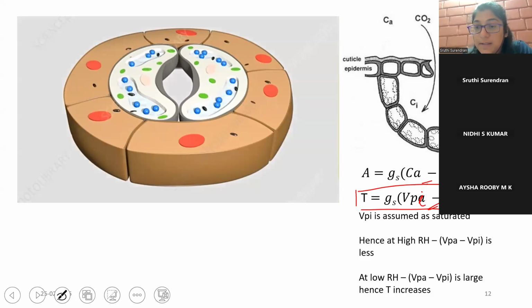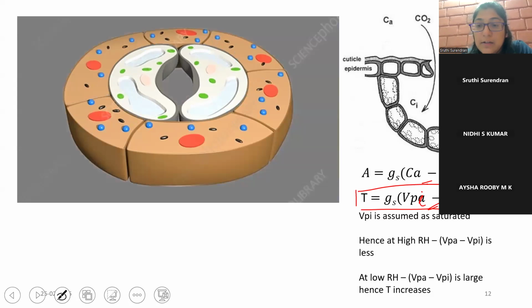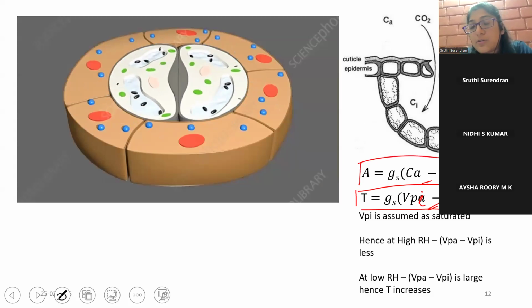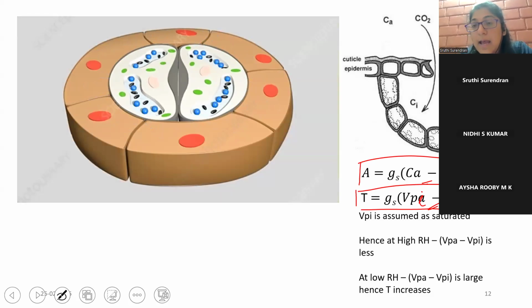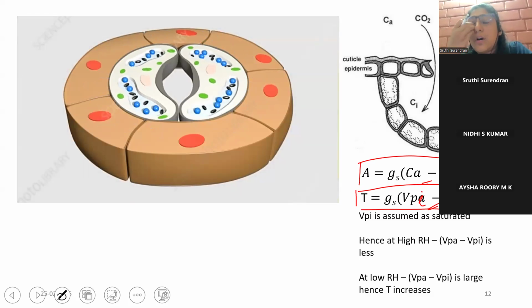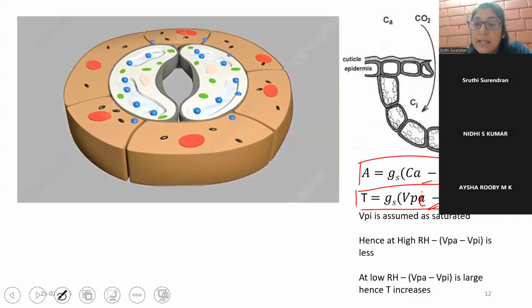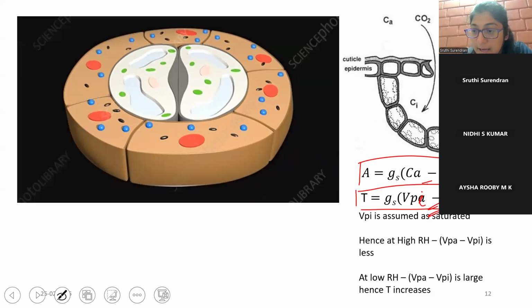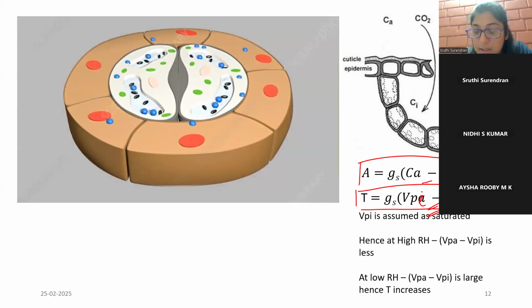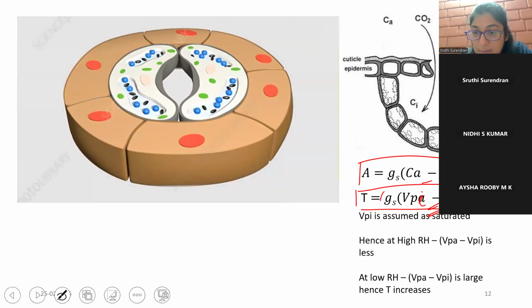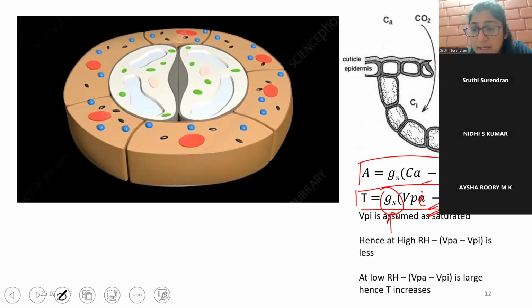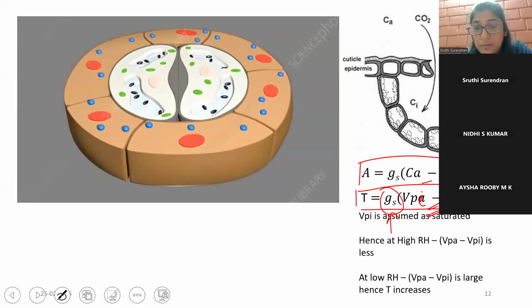The vapor pressure deficit times the stomatal conductance will give transpiration, and similarly assimilation, A, is also a product of the stomatal conductance and the concentration gradient of carbon dioxide between the leaf and the atmosphere. If this term is high, then transpiration will increase. Similarly, if the stomatal conductance is high, transpiration will increase. When the stomatal conductance is very high, the assimilation rate also will increase.